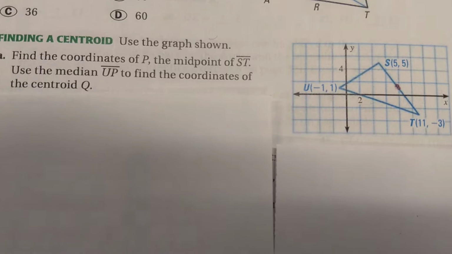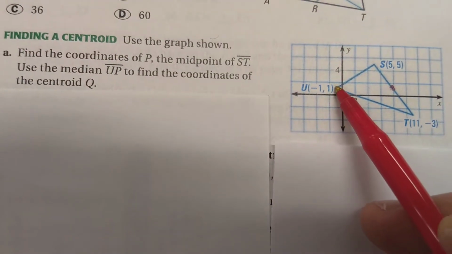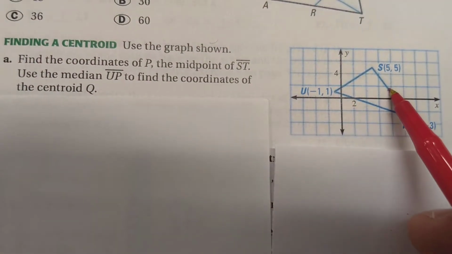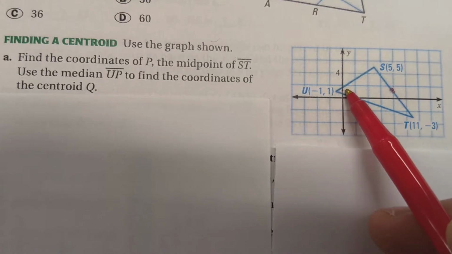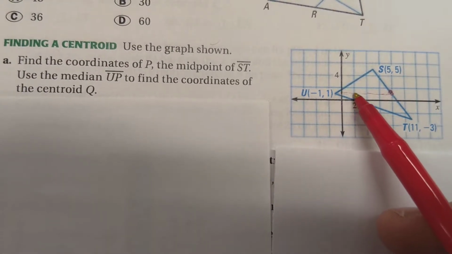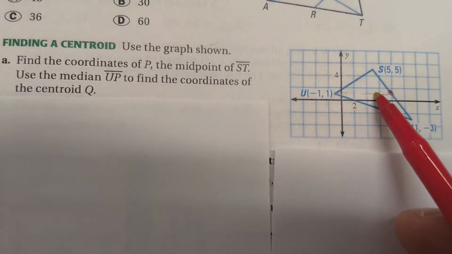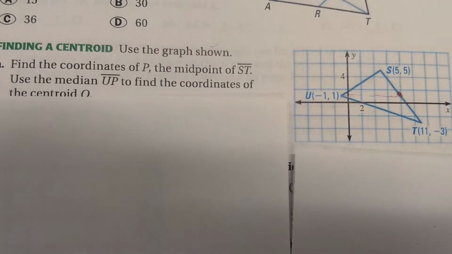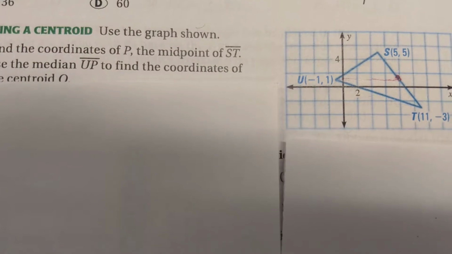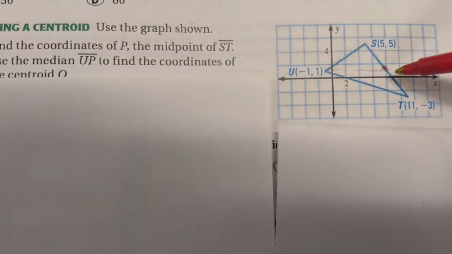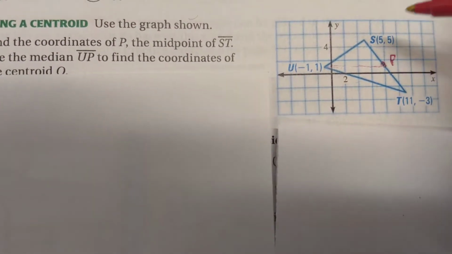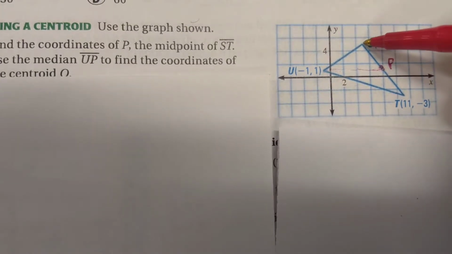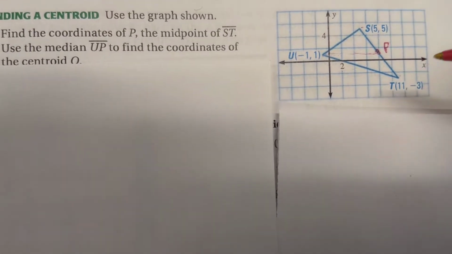And then we're going to use the median that goes from vertex U to that midpoint that we find. And we're going to use that median to solve for the centroid, which should be somewhere in here. So let's do those two things. The first thing is to find the midpoint, point P, that's out here. Well, that's simply an average of this coordinate and this coordinate.